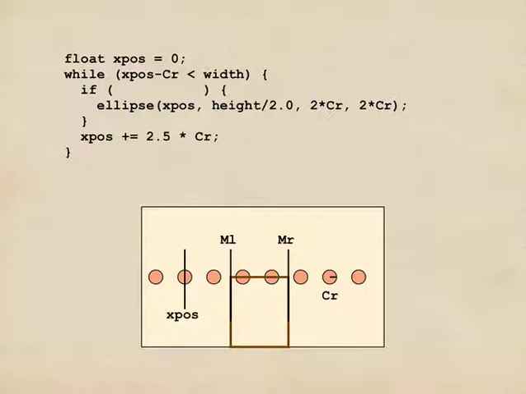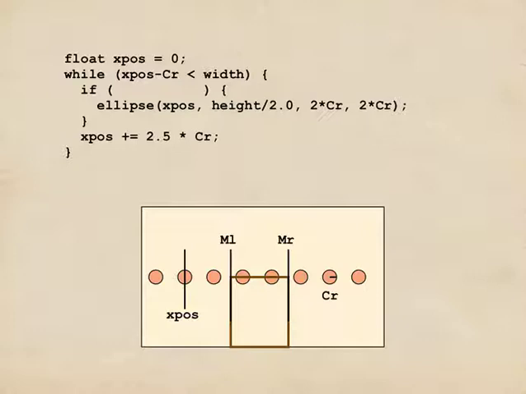I'm testing xpos minus cr against width. Xpos minus cr is the left side of the circle. If you look at the drawing, xpos is the middle of the circle, cr is the radius, so xpos minus cr is the left side. By testing if that's less than width, I'm effectively asking processing, is any part of this circle visible? Because I'm drawing left to right, as soon as the left part of the circle falls off the right-hand side of the screen, I know I'm done drawing. So that's my test in while.